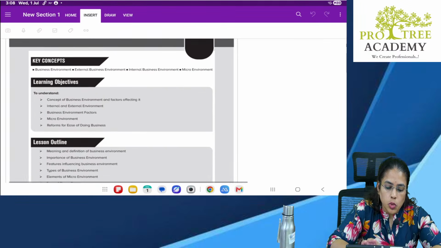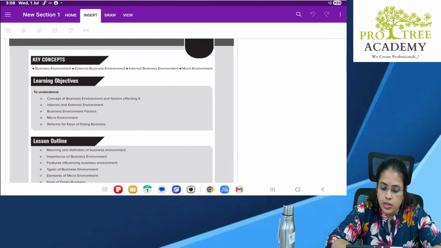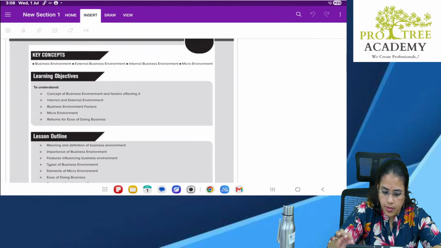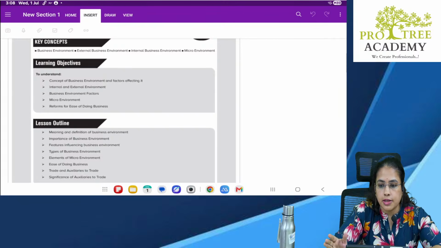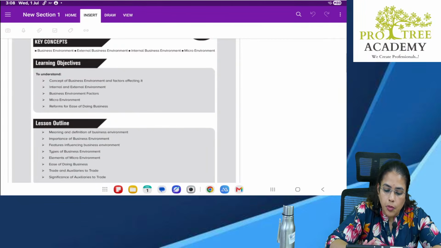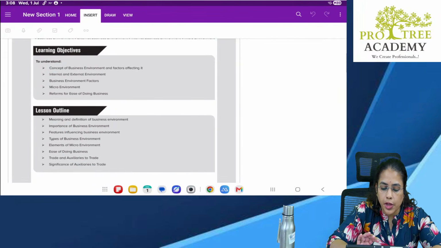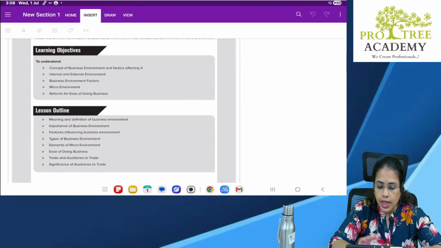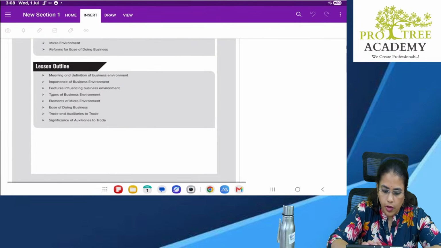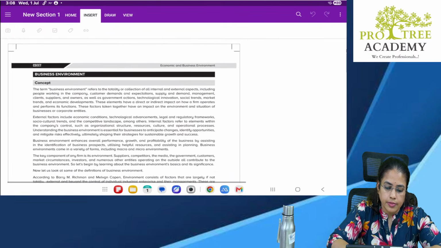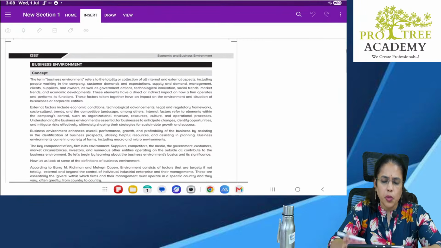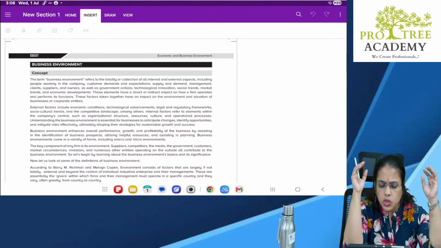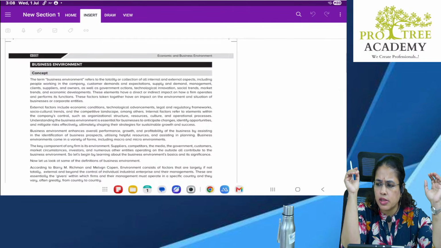So what all will we understand? The concept of business environment and factors affecting it. What are the different concepts? Then internal and external environment. Business environment factors, microeconomic environment and reforms for the ease of doing business. These are the things we will be doing. So let us start. Business environment means, as I told you in the story, what are the things which will be affecting the business? Can you just tell me?